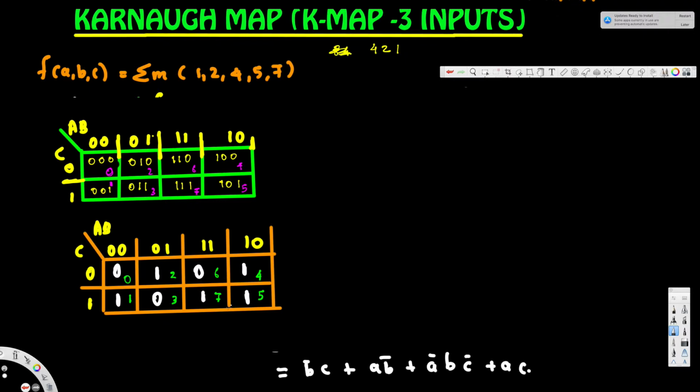Now let's look at this one. Here we have 2, we don't have any 4, right? We don't have any possibility to combine 4, so we have to look at the next smaller value possible, that is 2.